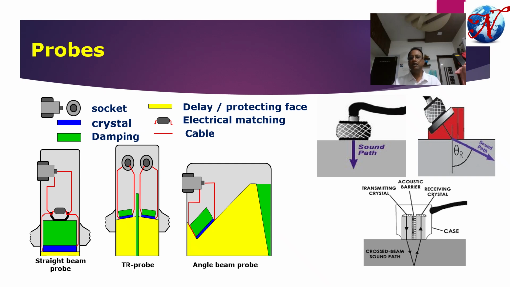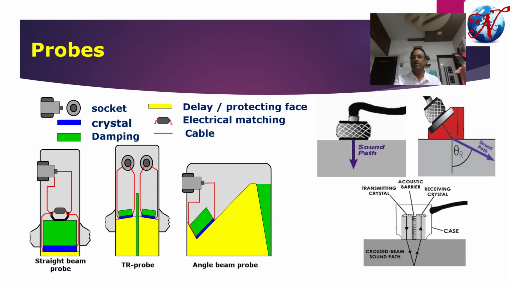The straight beam and TR probes both produce longitudinal waves, and the angle beam probe produces shear waves at a particular, definite angle. The normal probe and angle probe are single piezoelectric crystal probes, but the TR probe, which is known as the transmitter-receiver probe, is a twin crystal probe. That means in the same probe housing, two crystals are there.